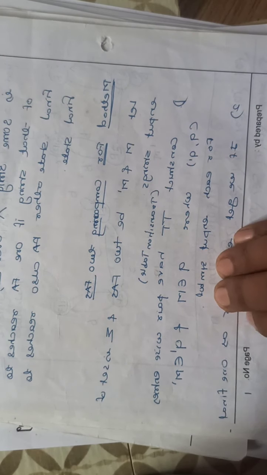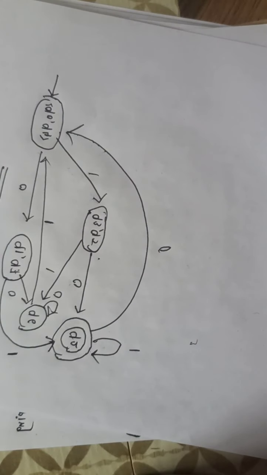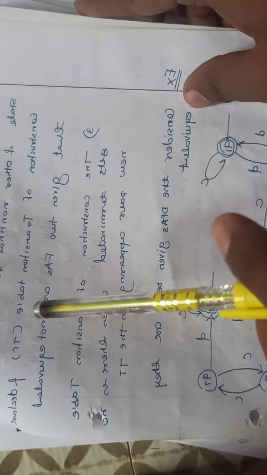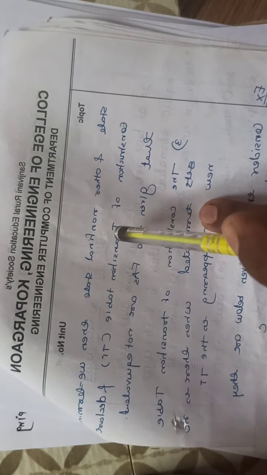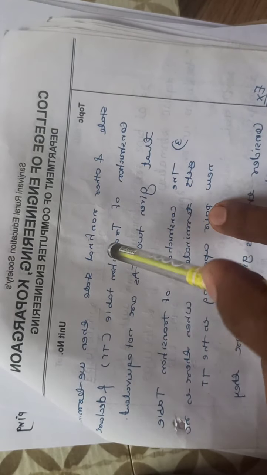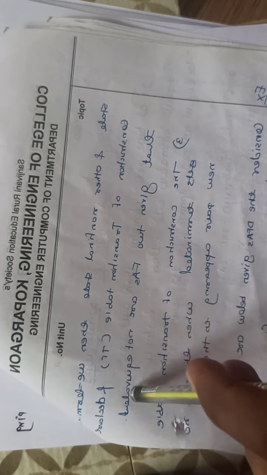If we get a pair where one is a final state and the other is a non-final state, then we terminate the construction of the transition table. Means if we get one as a final state and the other as a non-final state, then we have to stop the construction of the transition table and declare that the two finite automata are not equivalent.